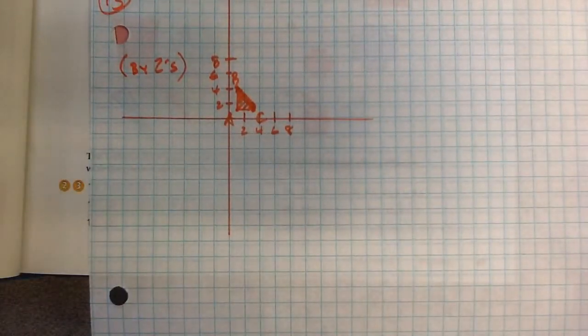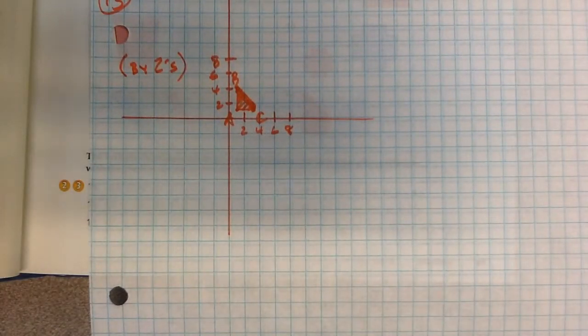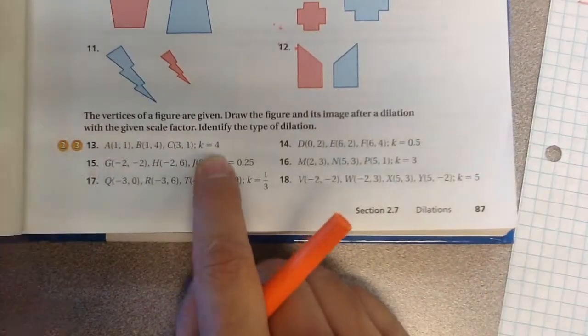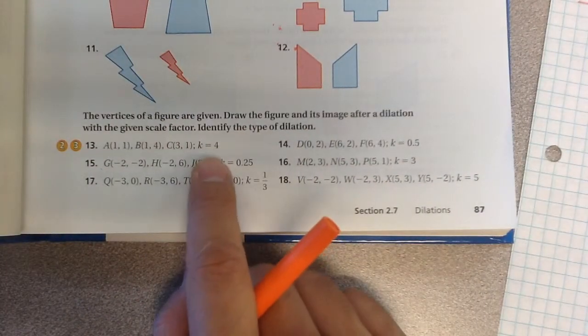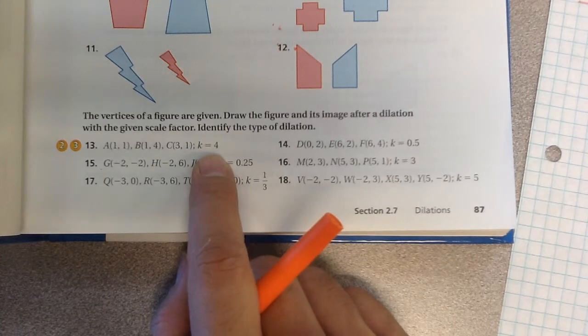All right? Okay, so now what we're going to do is a dilation, in this case an enlargement. Now, how do I know it's an enlargement? Well, it's because of the scale factor here. When the number is greater than 1, I know it's an enlargement.